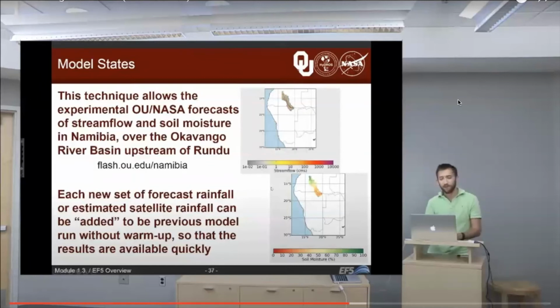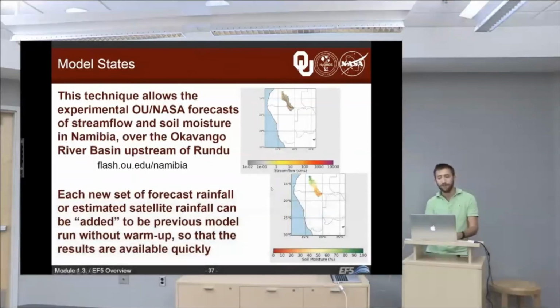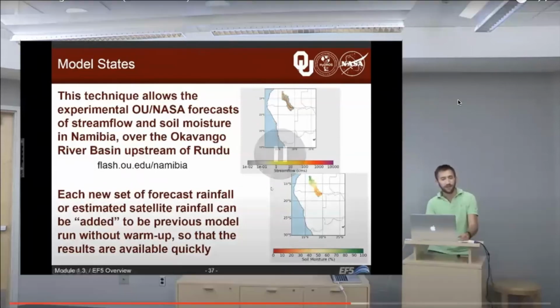We actually have real-time and near real-time outputs from various parts of EF5. The web address for that is flash.ou.edu/Namibia.